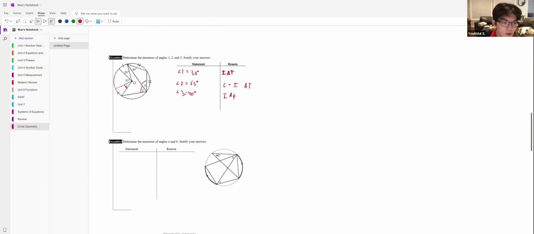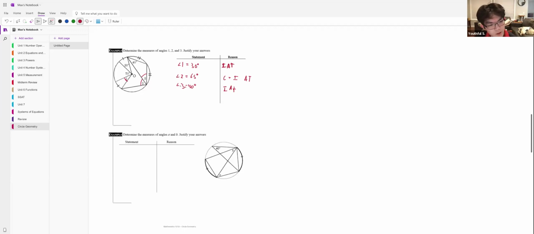So angle 1, right here. So we can see that this arc and this arc are the same size, right? Since they tell us that with the dash, so then this length and this length are the same. So then that means that they're both subtended by the same arc, and thus 1 must be the same as 30 degrees. Does that make sense? Yeah? Okay.